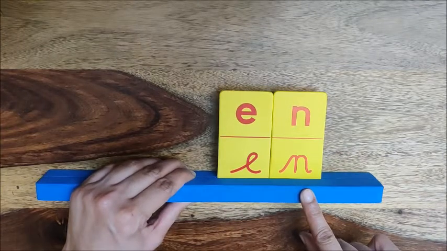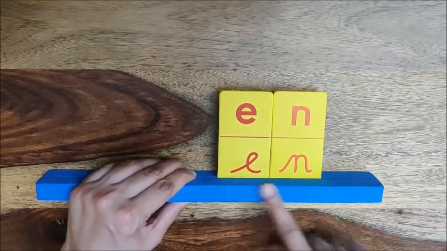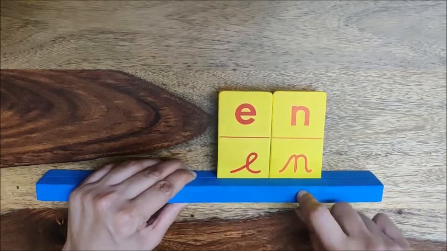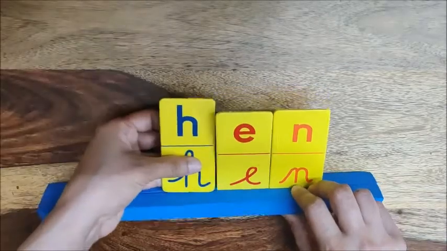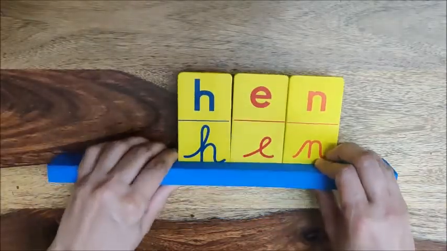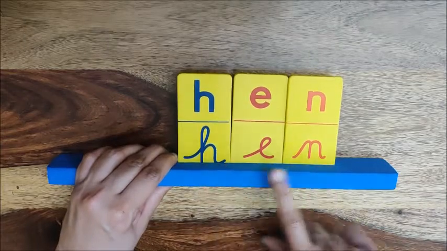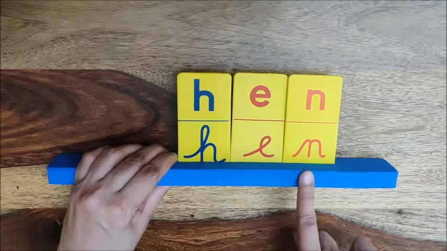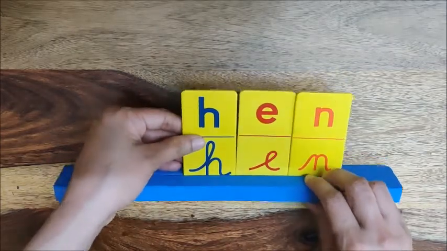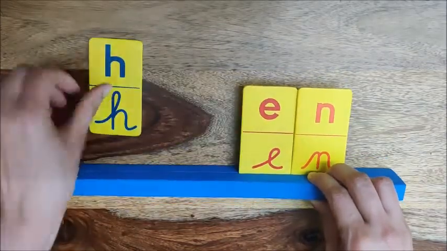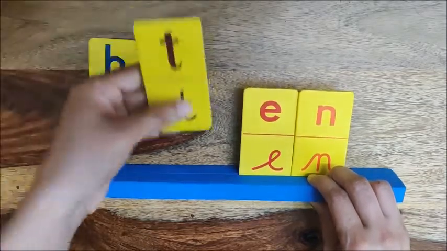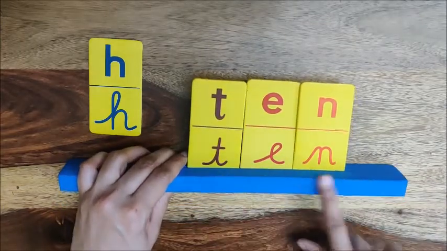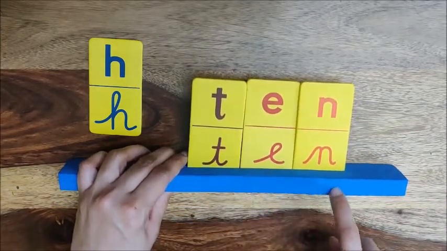Now which family is this? En. This is en family. We have to think of words which belong to en family. If I bring your h, what has it become? Hen. Hen belongs to en family. Now we have to think of one more word which belongs to en family. What will I do? I will just change the first sound. Bye bye H. And I'm bringing here T. What has it become? Ten. Ten also belongs to en family.